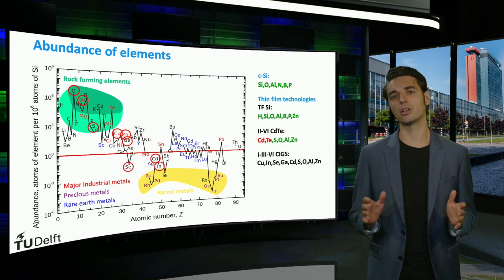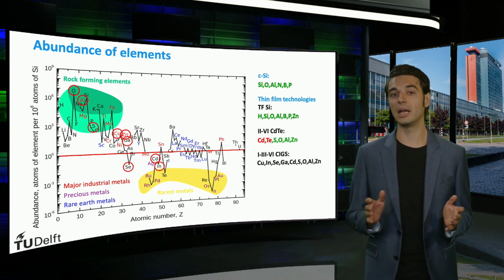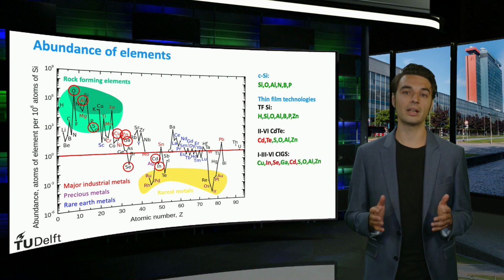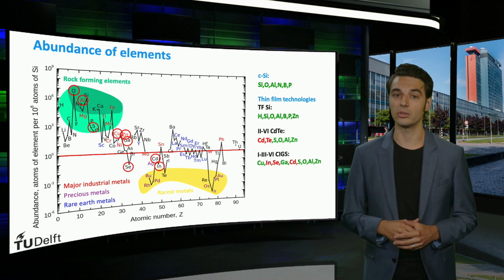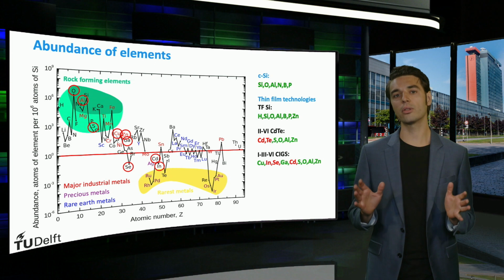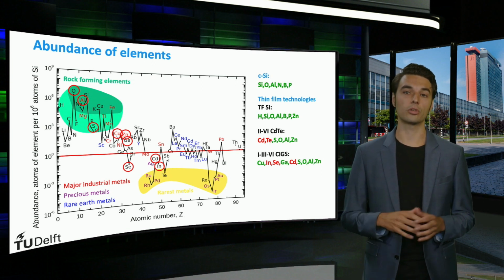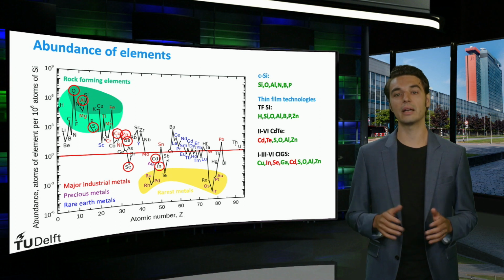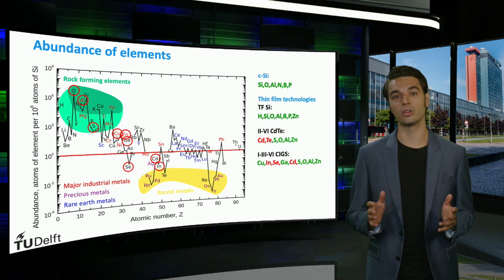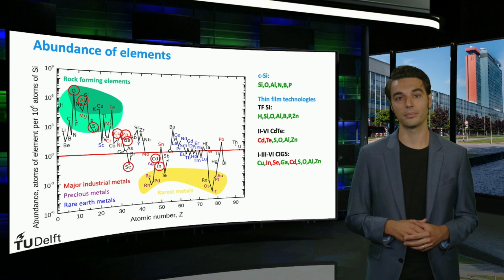CIGS faces similar issues. Copper and gallium are major industrial metals, but indium, selenide and cadmium are much less abundant. In addition, the current thin film display industry depends on indium as well. Because of the scarcity and toxicity of required elements, the upscaling of the chalcogenide PV technologies might be limited.